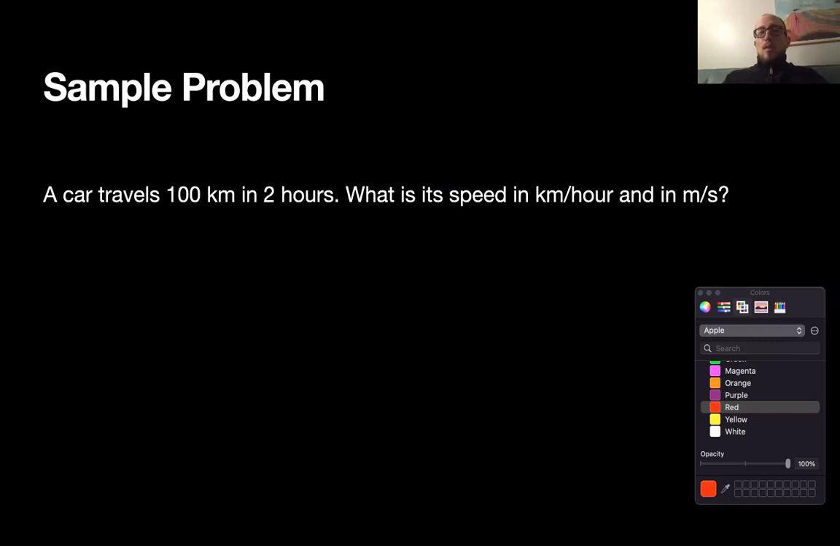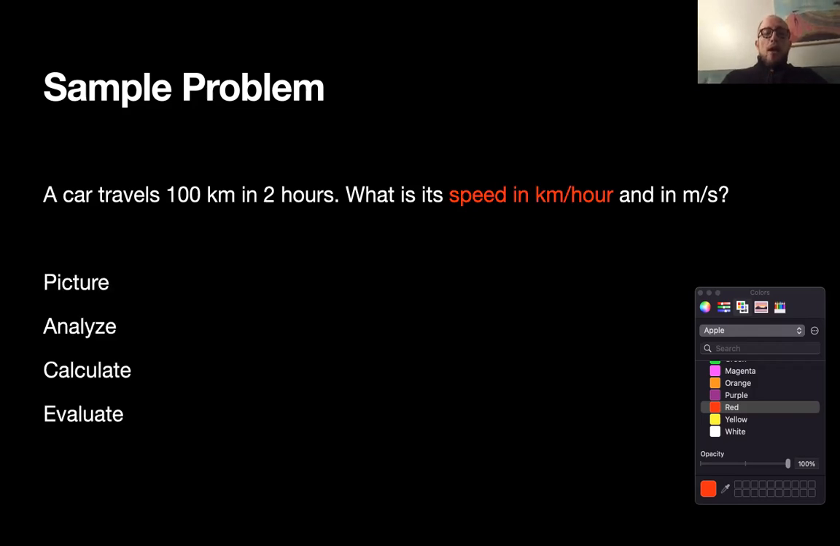Let's start with a sample problem. Imagine you have a car that travels 100 kilometers in 2 hours. This problem is asking, what is the speed in kilometers per hour and in meters per second? So I'm going to use the normal method that I use to solve problems. It's the PACE method. And I'm first going to notice that it's two different questions here. I need to answer the first one first. So the first one is, what is the speed in kilometers per hour?